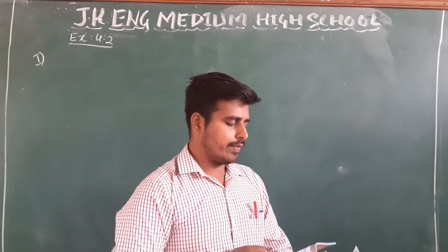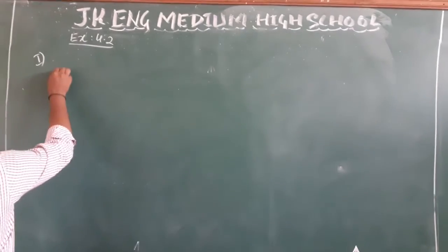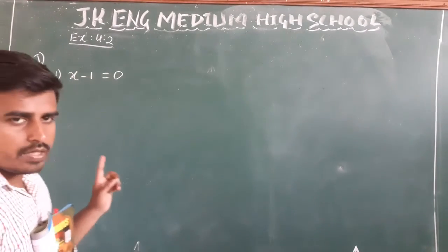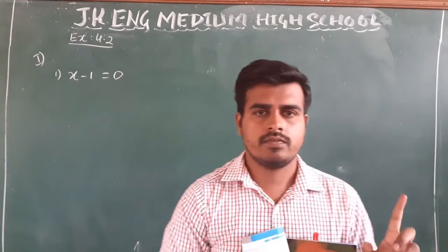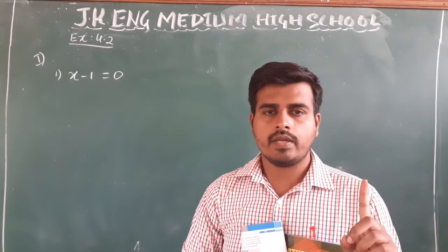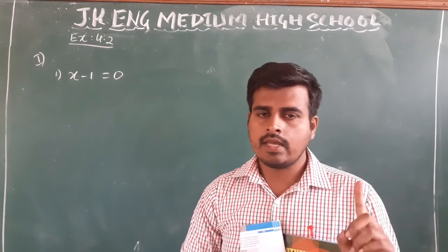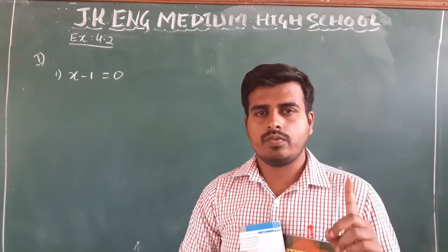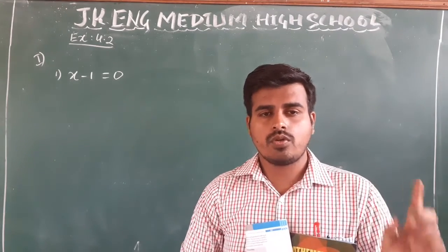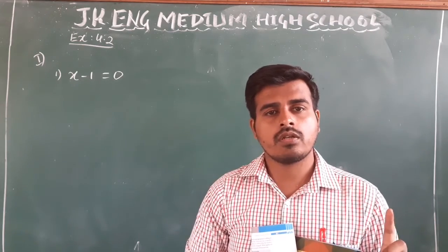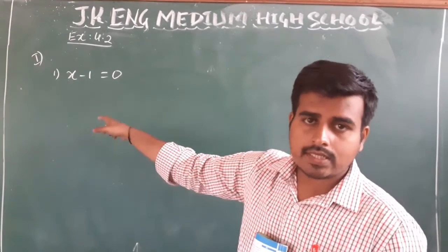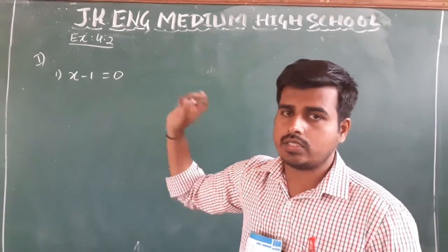First question, x minus 1 is equal to 0. Is it a simple equation? Yes, it is a simple equation, because in the LHS you have one variable, the equality sign is there, and RHS is there, so we can call it an equation. Now we need to find out the solution of this equation. What is the solution of an equation? For what value of x is LHS going to be equal to RHS?